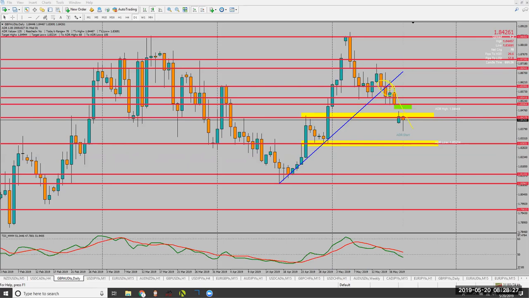But basically, for this intraday trade that I sent out here on the pound Aussie, we are looking for price to revisit this trend line from the downside. So we can expect something like this here on the pound Aussie.